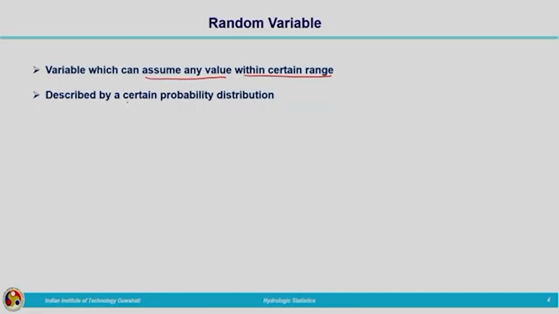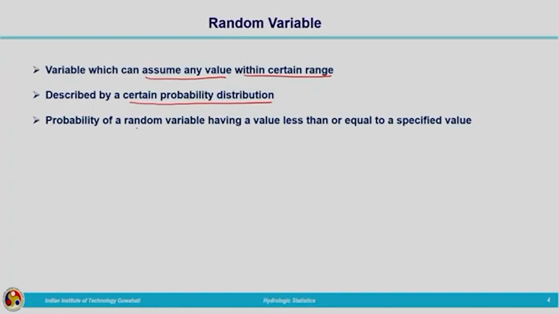Those types of variables can be described by a certain probability distribution. What is meant by probability distribution, we will come to it, but these random variables can be expressed by means of certain probability distribution. So, probability of a random variable having a value less than or equal to a specified value, we have seen the expression, and that is denoted by P(X less than or equal to x) is equal to p. This is the way in which we represent probability of a random variable.